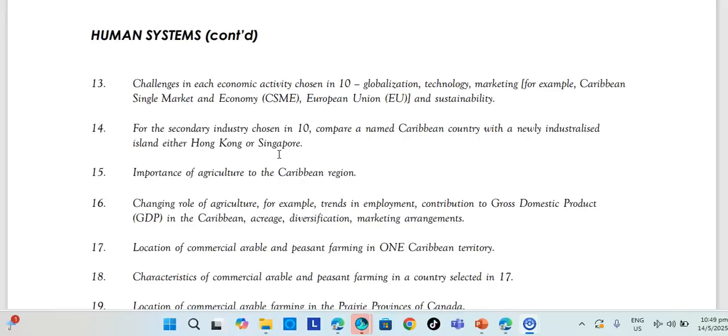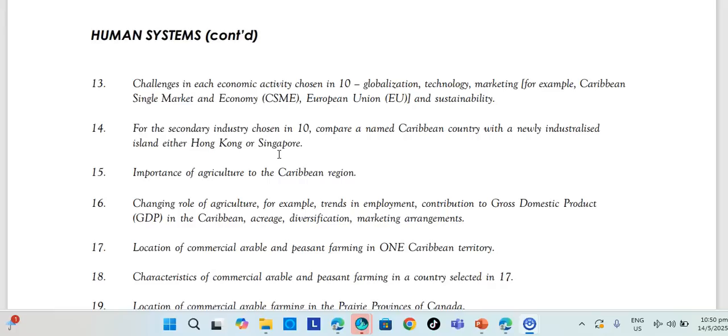Importance of agriculture to the Caribbean: provides jobs, earns foreign exchange, supports industries, boosts tourism. Social importance: agriculture feeds the population, maintains rural life, cultural value. Environmental importance of agriculture: it can protect land, so good farming practices protect soil and forests, and it encourages sustainability if done with care.